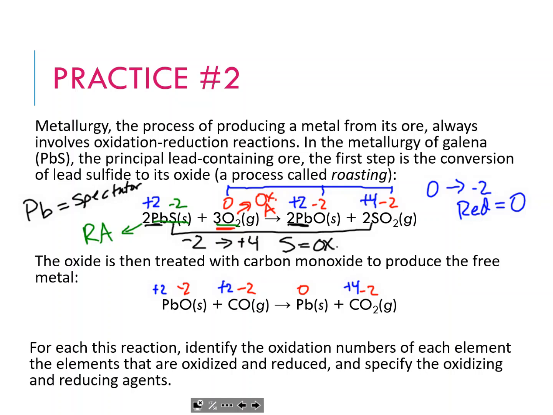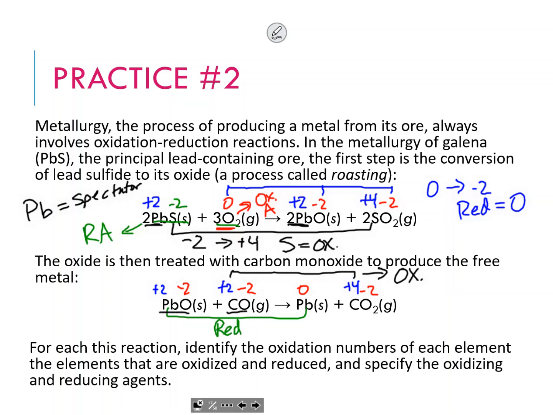All right, down below here, which ones are changing oxidation state? Lead's changing. Lead goes from +2 to 0, so that means lead is being reduced, right? And carbon is changing, so carbon goes from +2 to +4. That means it's being oxidized.